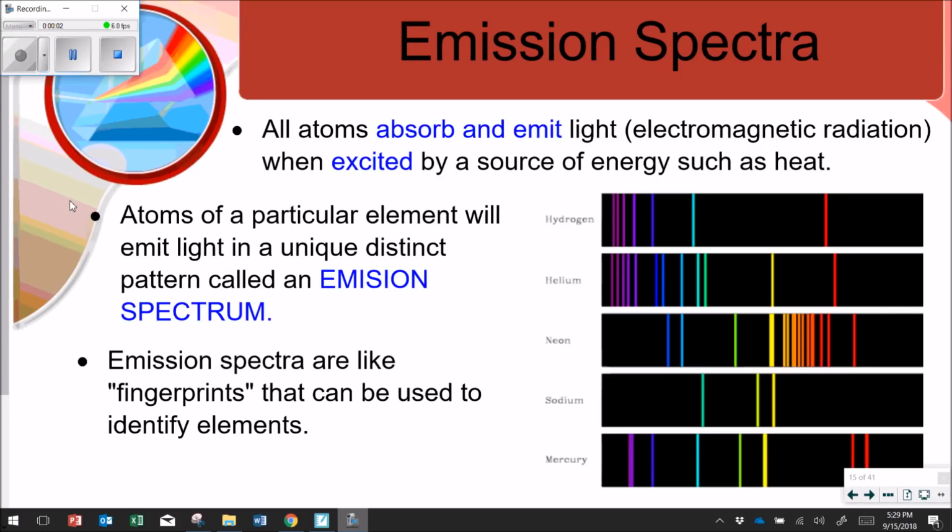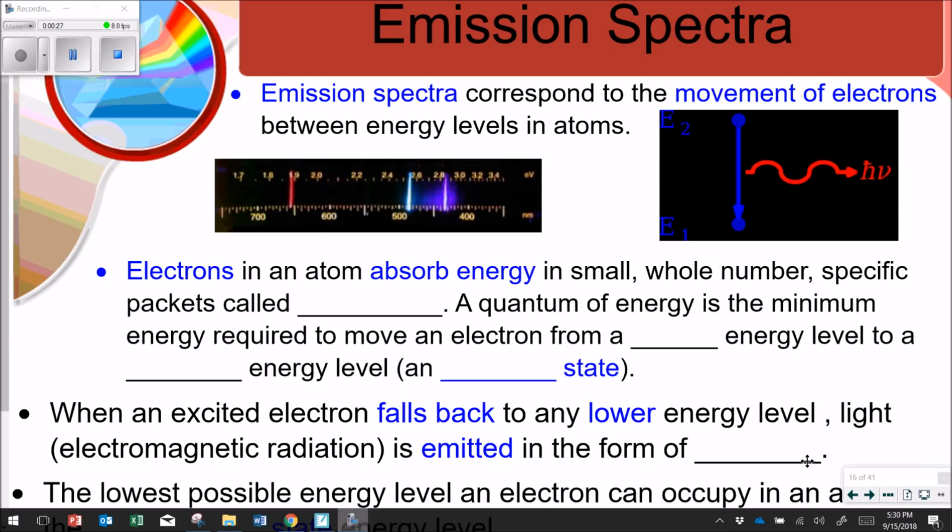Atoms will absorb and then emit energy in the form of light when they are excited by any source of energy. This light is emitted in very specific patterns to each individual element, as you can see on the picture on the right. And because of this, emission spectra are a great tool to identify elements. Those emission spectra also match the movement of electrons between energy levels in atoms.